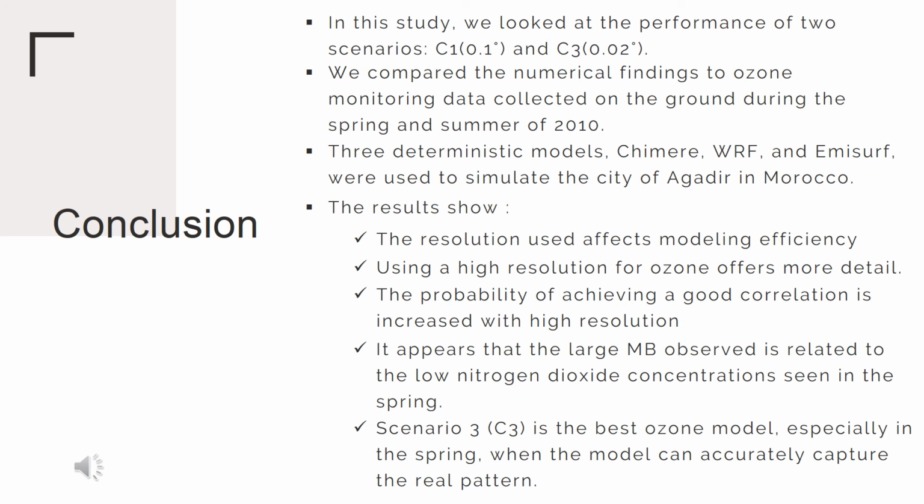It appears that the large mean bias observed is related to the low nitrogen dioxide concentration seen in the spring. Scenario 3 is the best ozone model, especially in the spring, when the model can accurately capture the real pattern.